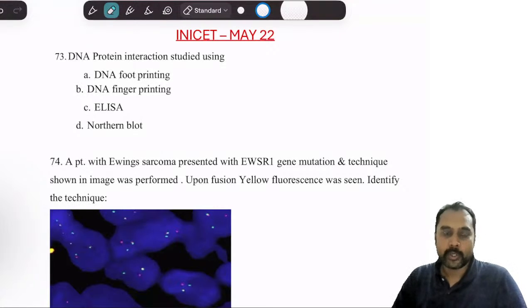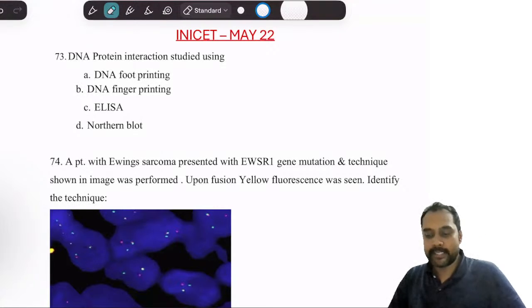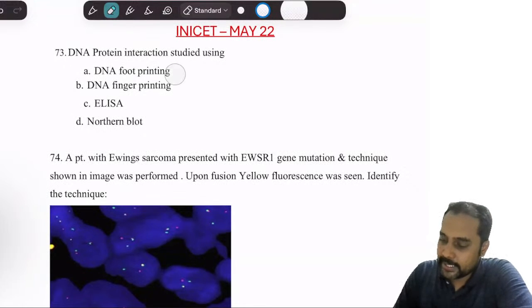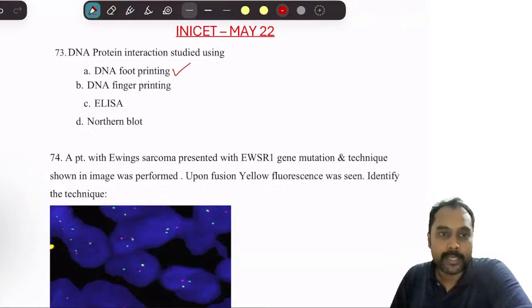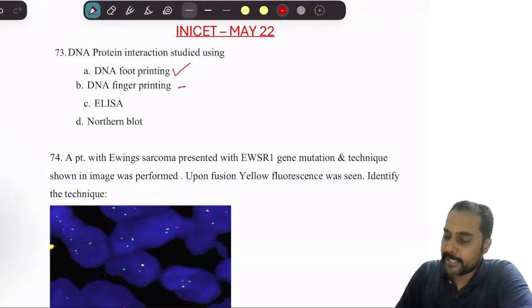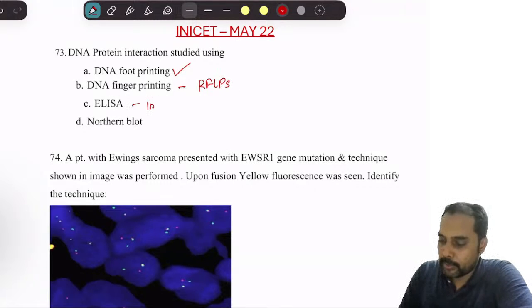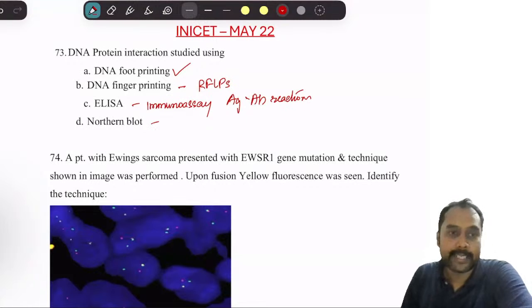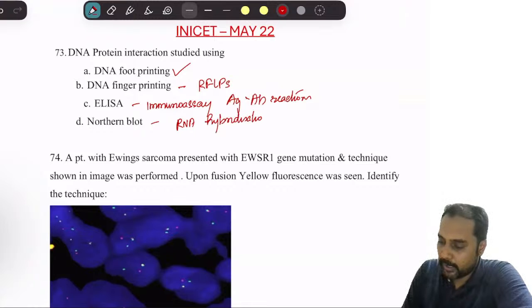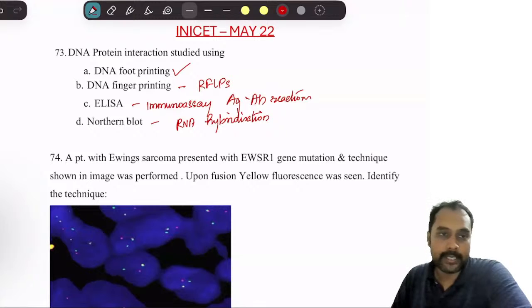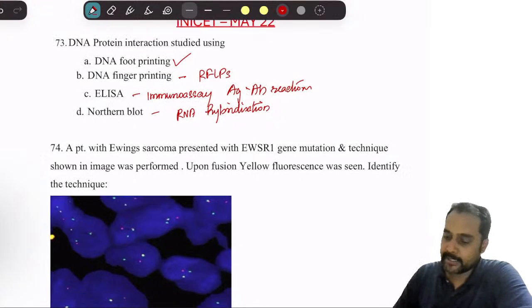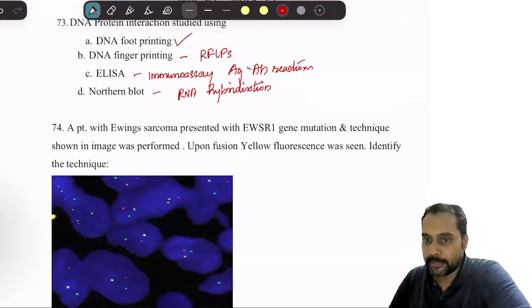Okay. So first question, DNA protein interaction is studied using, the answer is DNA footprinting. Basically DNA fingerprinting is a technique to find out RFLPs. ELISA is an immunoassay, basically for antigen antibody reactions. And northern blot is a technique for RNA hybridization. So the DNA and protein interaction is studied, answer is DNA footprinting. Okay, so we are starting with May 2022.